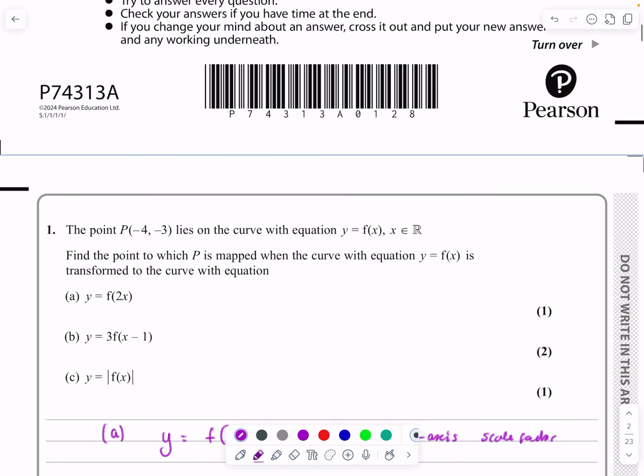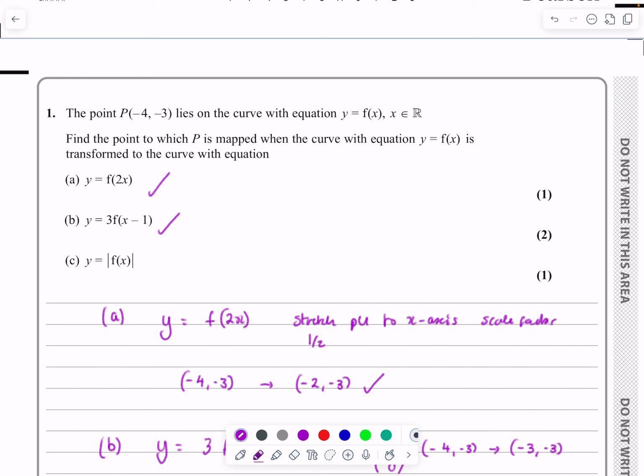So that's A, B, C, all done, various different transformations in chapter 2. Okay, hopefully that will make sense to everybody.